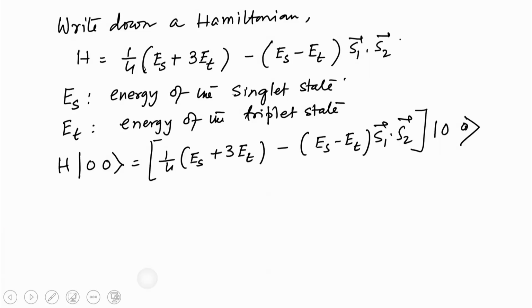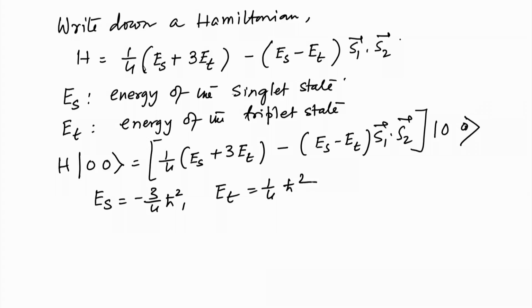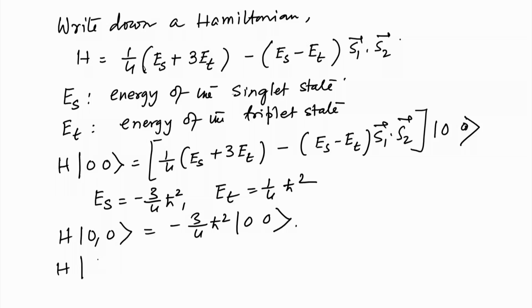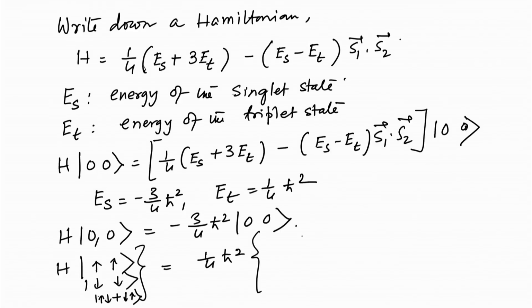So, with E s equal to minus 3 by 4 h cross square and E t equal to 1/4 h cross square, one can simply check that H of 0 0 will give me minus 3 by 4 h cross square times 0 0, and similarly H acting on either of these up states or down states, or up down plus down up states, with a normalization will give me 1 by 4 h cross square.